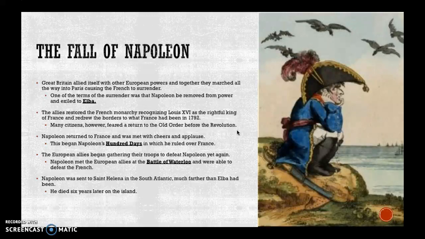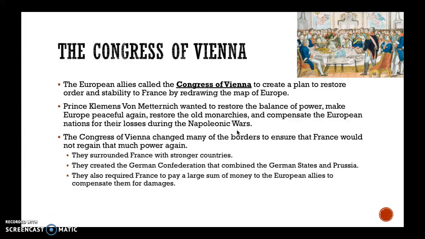And so Napoleon ruled for 100 days before the European allies were able to defeat him again at the Battle of Waterloo. And at this point, they had had enough of him, and they were like, "Bye, Felicia," and sent him all the way to Elba, where he died. The European allies called the Congress of Vienna to create a plan to restore order and stability to France by redrawing the map of Europe.